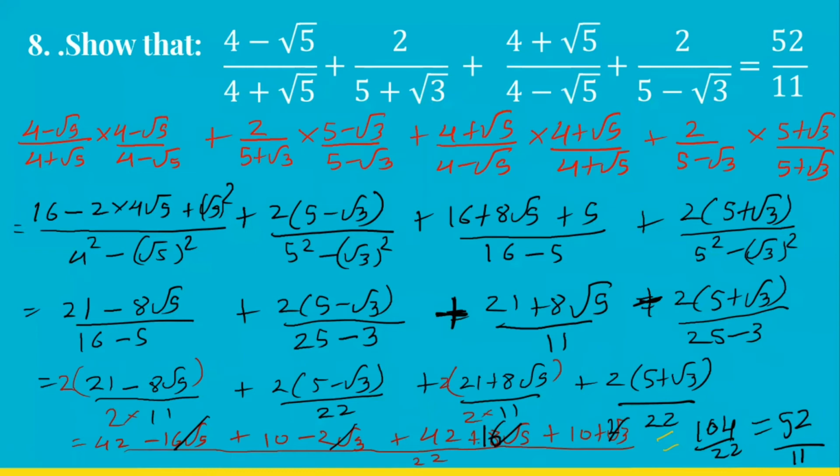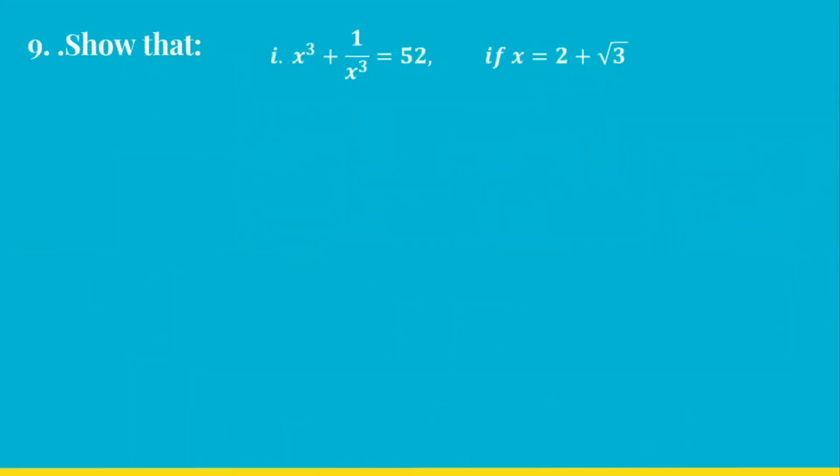Just that you have to rationalize each and every term given in this. Let's move on to the next one. You have to show that x cube plus 1 upon x cube is equal to 52 if x is equal to 2 plus root 3. Let's find x plus 1 upon x over here. So x value is 2 plus root 3, plus 1 upon x value is 1 upon 2 plus root 3. Let us rationalize this part. So the rationalizing factor is 2 minus root 3 upon 2 minus root 3.